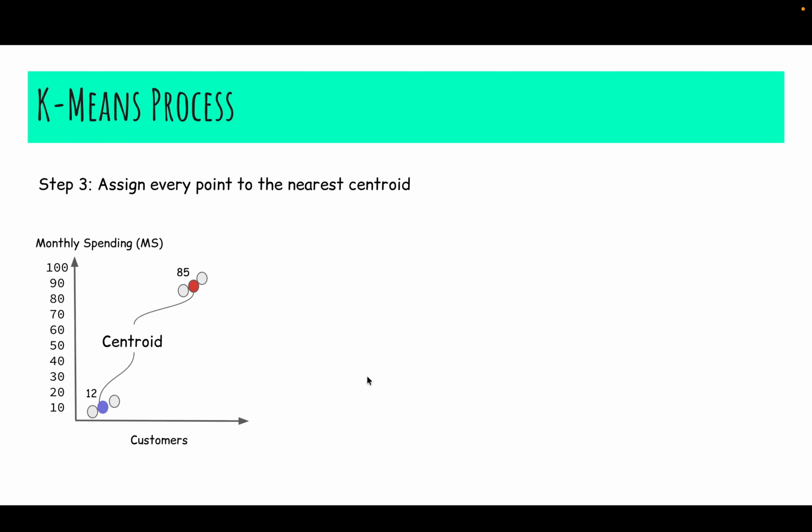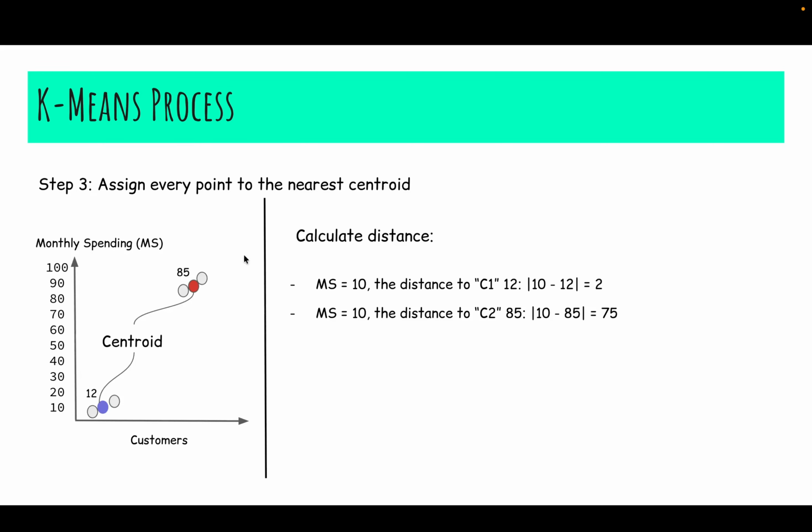So based on this plot, what we can see is these 3 data points belong to this specific centroid and these 3 data points belong to this specific centroid. But generally we won't have a data set as small as this, so we have to calculate based on the distance. So let's see. If our monthly spending is 10, the distance to C1, which is centroid 1, 12, is 2. And if our monthly spending is 10, the distance to centroid 2, which is 85, is 75.